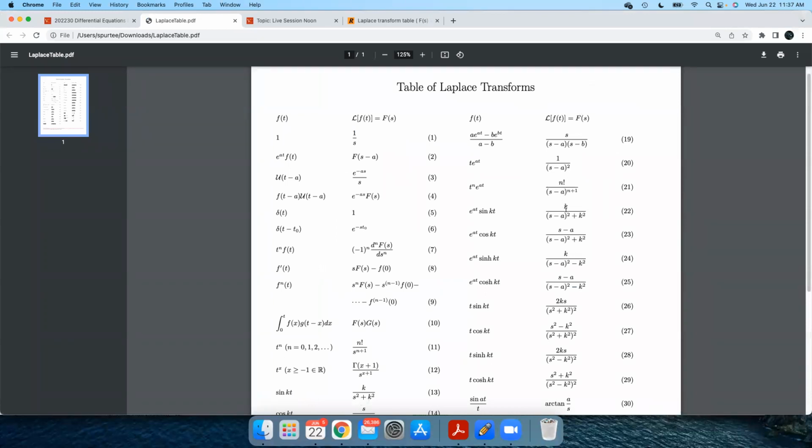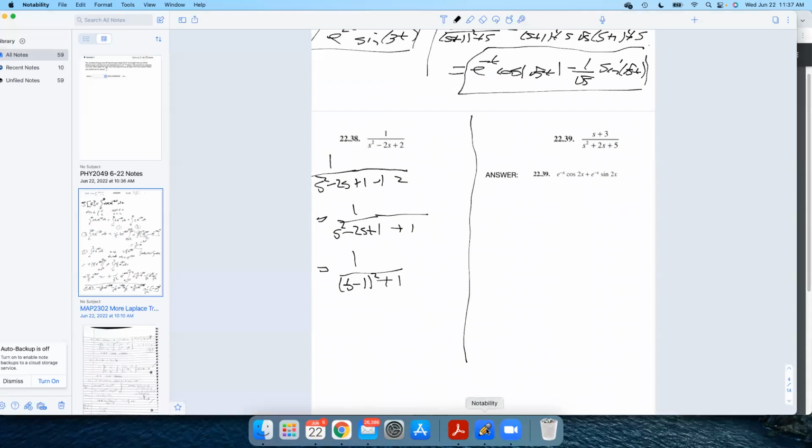There's no s on top. My k is 1. I got a 1 squared there. I've got a 1 there. My a is also 1. So I'm going to get e to the t sine t for the inverse Laplace transform. The inverse transform of stuff up there is e to the t sine of 1t.